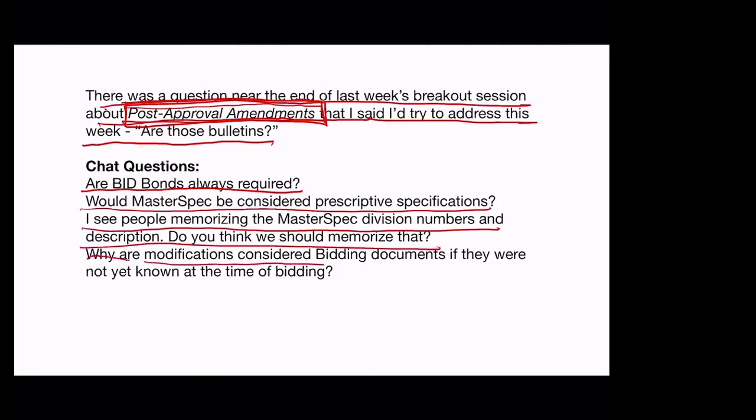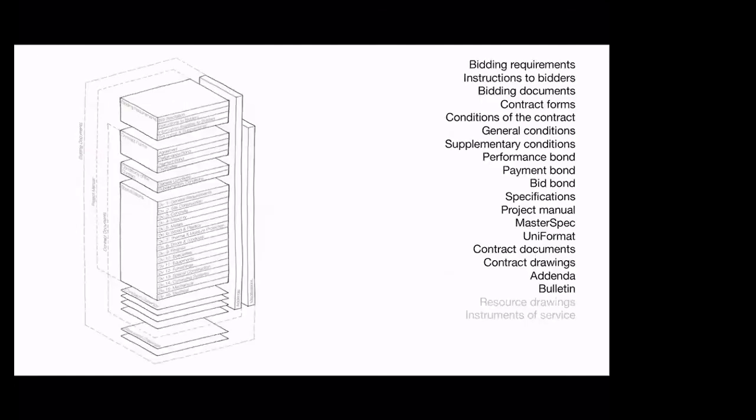Are modifications considered bidding documents if they were not yet known at the time of bidding? And so you see, the bidding documents kind of include everything. In reality, they probably don't include the modifications. They should probably come up here to the addenda and not be included in the modifications. So that's a good catch. I don't think that the bidding documents actually do include the modifications, although certainly the contract documents would. So the contract documents actually probably should come over here and include the modifications, and the bidding documents should not.